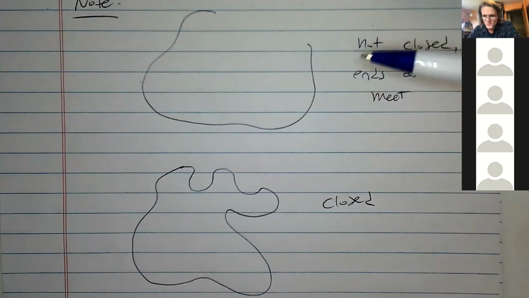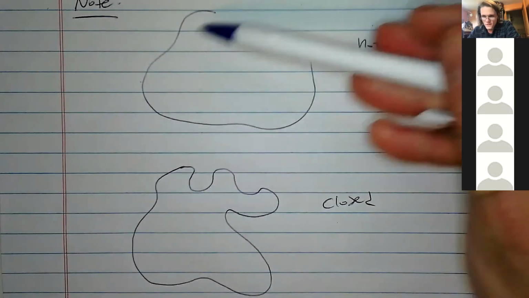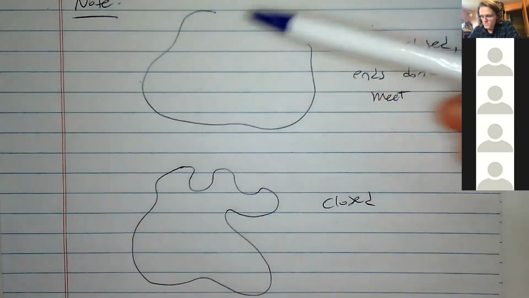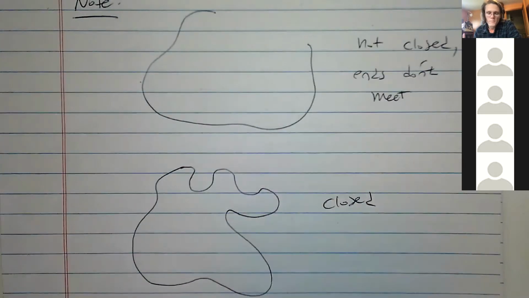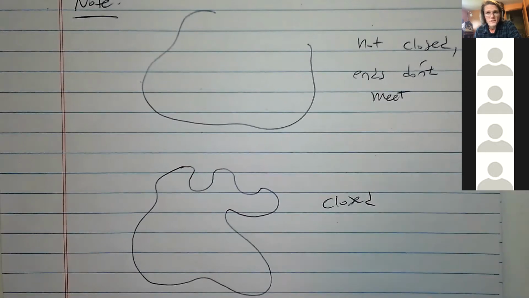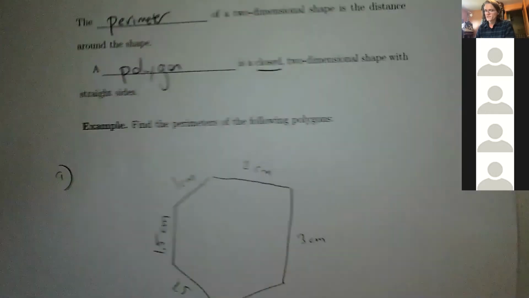You wouldn't call it the perimeter. You'd just call it the length of this curve. Usually perimeter we take to mean the closed shape. Theoretically there's no reason why you couldn't take it to mean both, but we'll always talk about it in the context of a closed shape. Anyway, let's do some examples.